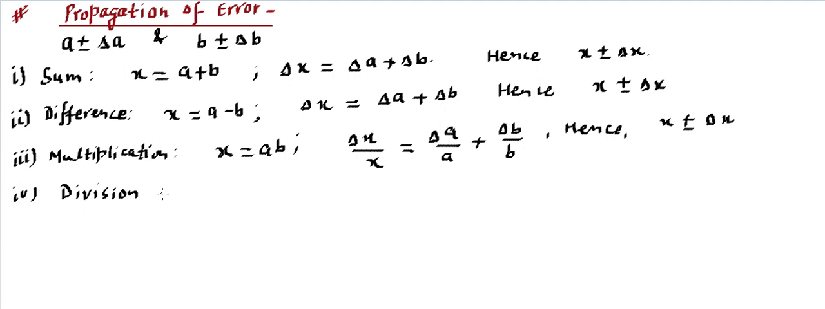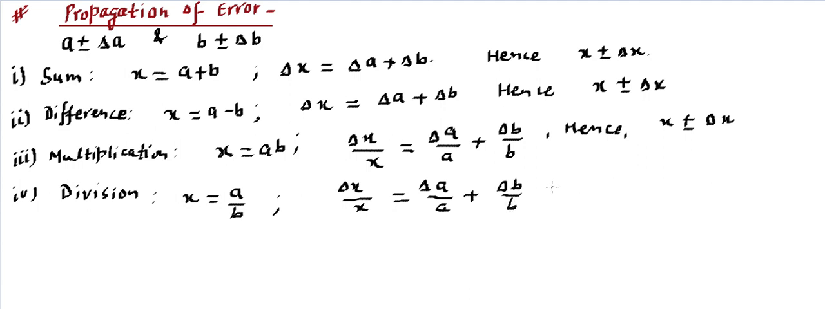So in case of division, let's say the quantity is x, which is defined as a by b. So a by b will be used for getting the value of x. Then to get the value of delta x, we will use exactly the same expression. That means delta x by x is equal to delta a by a plus delta b by b. Hence we will write this quantity as x plus minus delta x. Making sense?